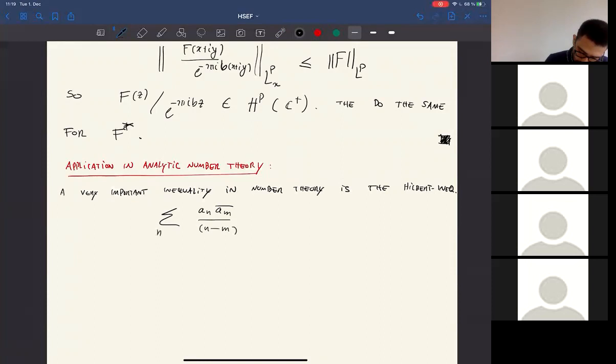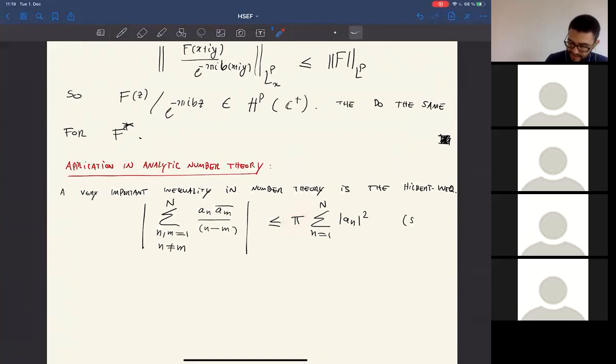The double sum, taken when n is different than m, if you take the modulus of this, it is less than or equal to pi times the sum of the squares, and it's sharp. That means that as n goes to infinity, the best constant you can put here is pi.